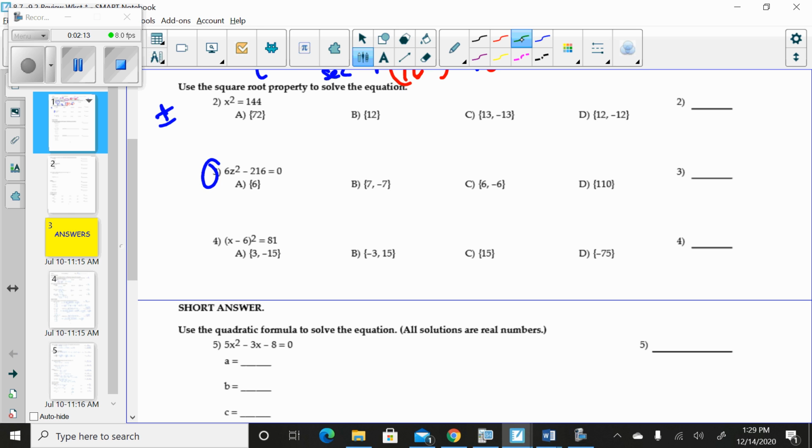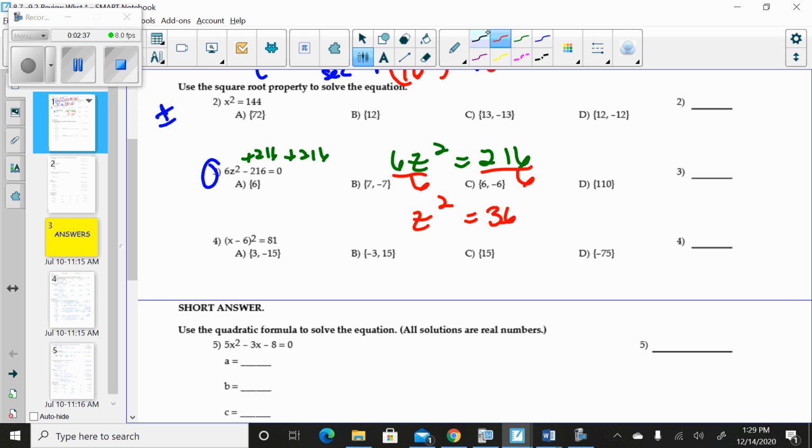So we want to get the squared term by itself. If there's only a single variable, get it by itself. So the first thing that I would do would be to add that 216 on either side. So I'll get 6z squared equals 216. Isolating, I need to divide by the 6 next. So z squared equals, looks like 36. Double check my arithmetic there. I think that sounds right.